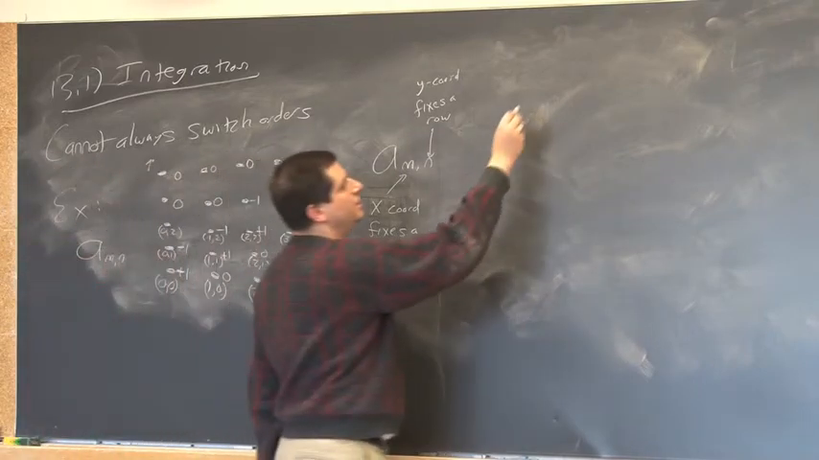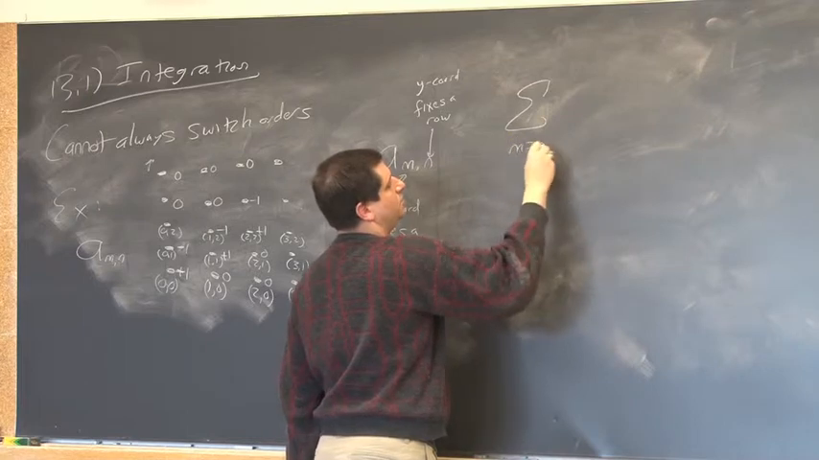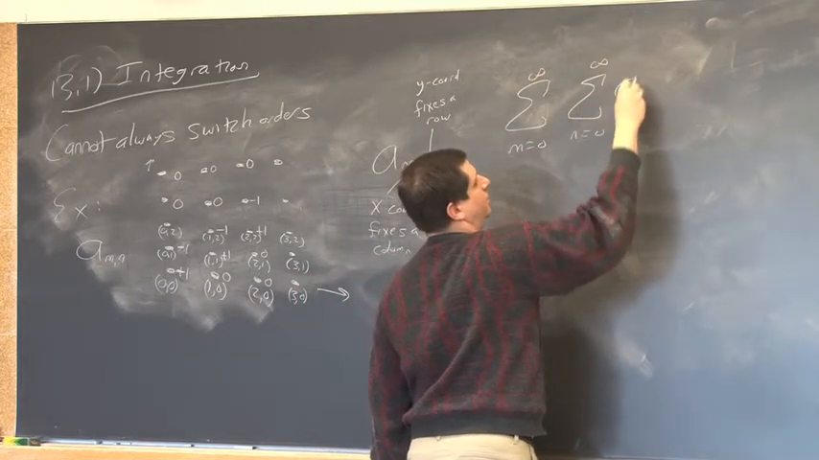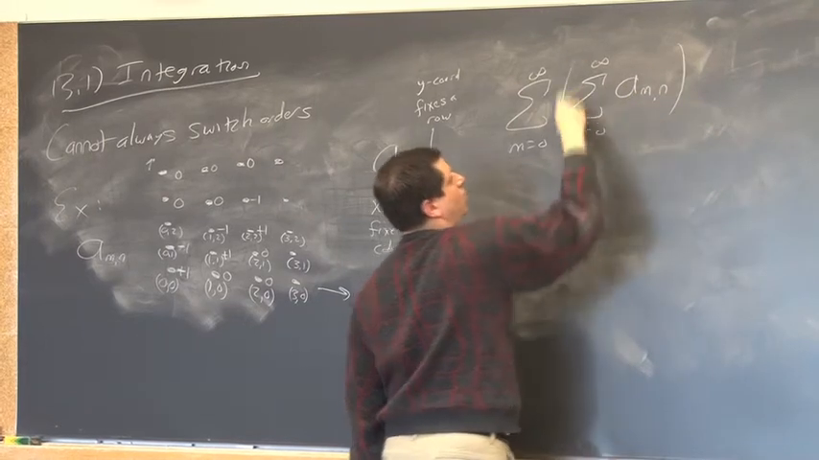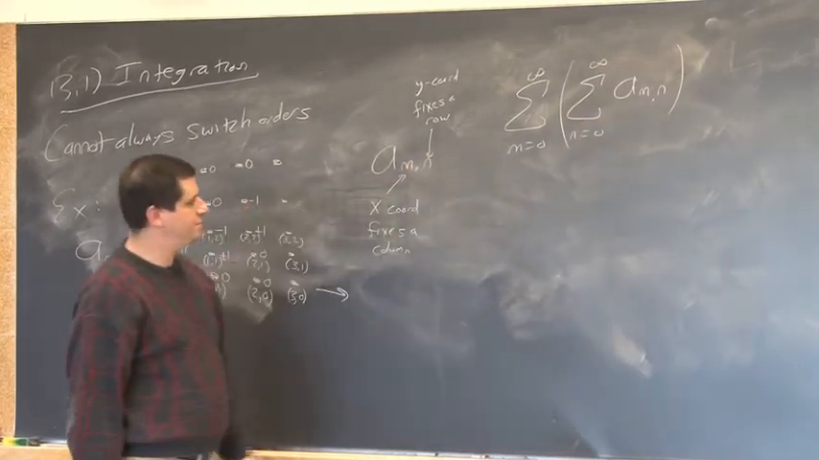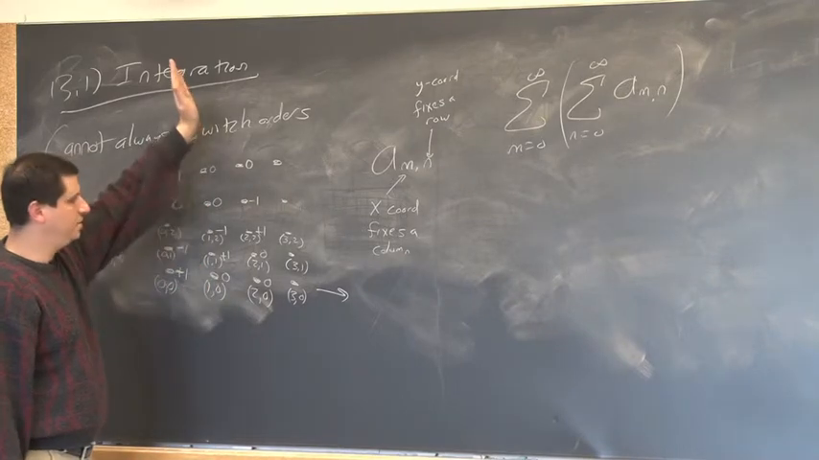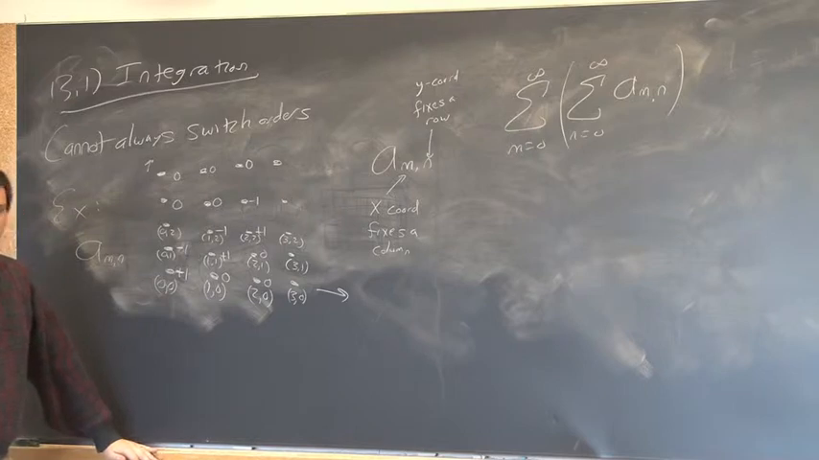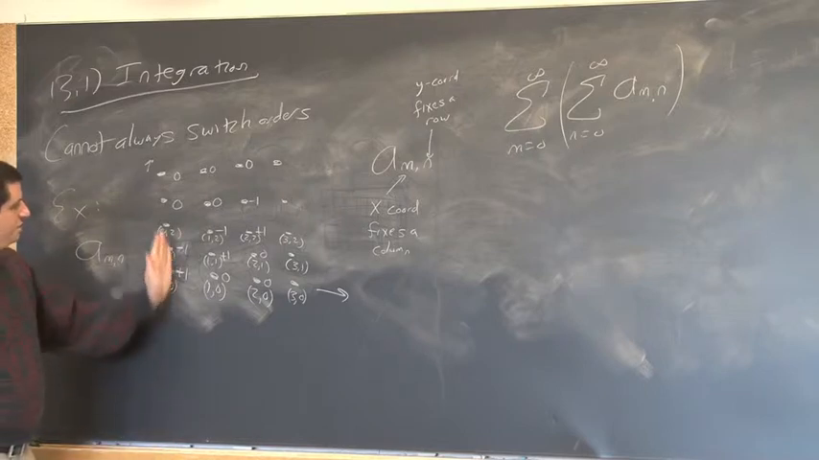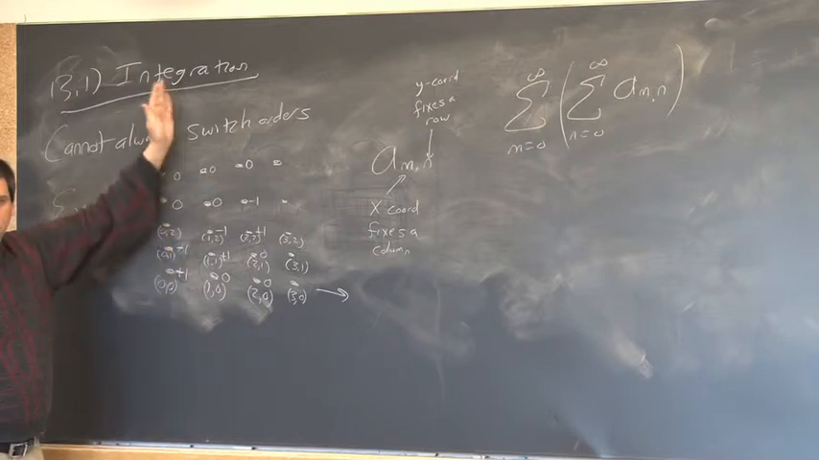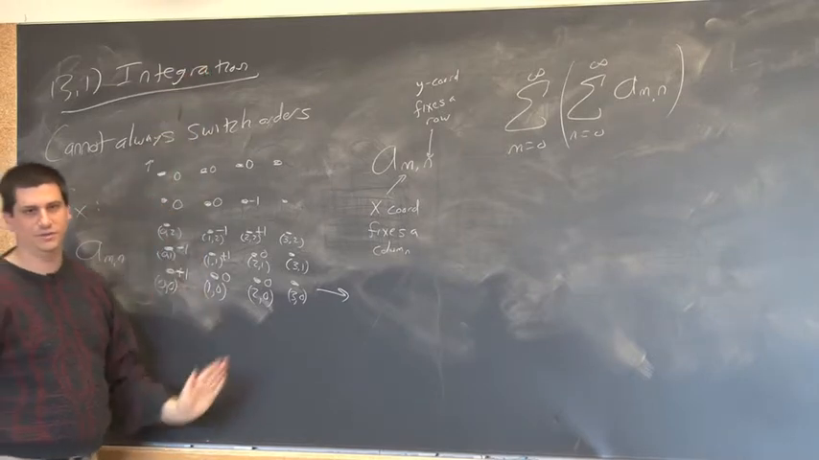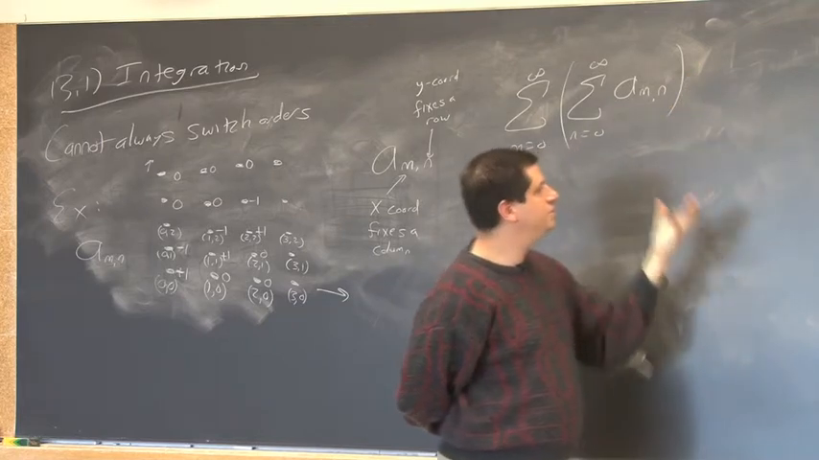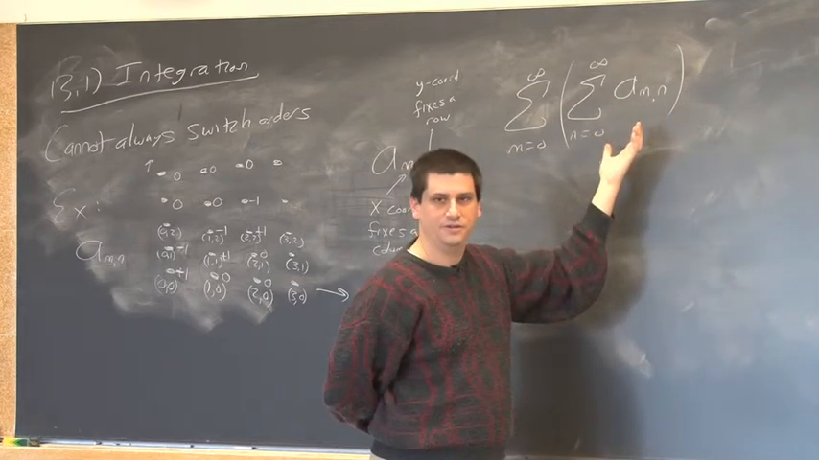So if I look at the sum, m goes from 0 to infinity, the sum n goes from 0 to infinity of a_mn, what this means is I first fix a column, and I add up in the column, and then I vary my columns, and I add up all the columns. What's the sum in the first column? Second column, third column, fourth column, nth column. So what's this whole sum going to be? 0.